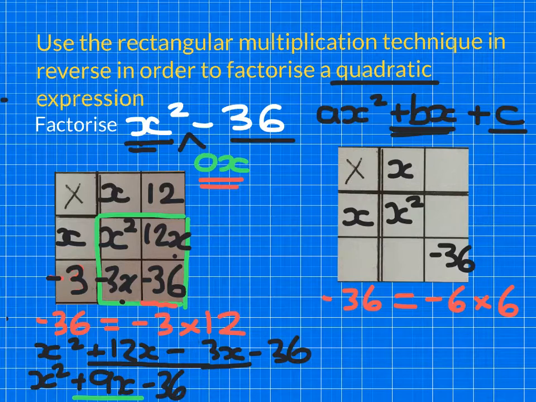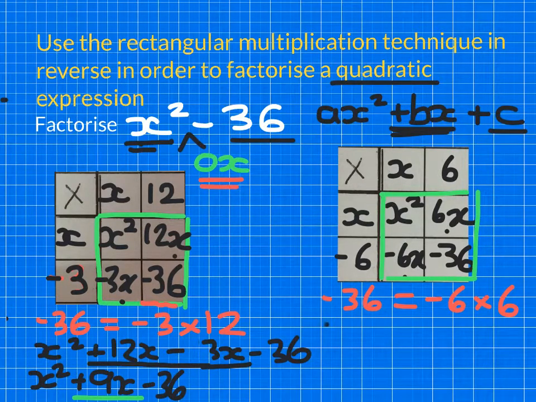Let's try it out and check. We have negative 6 here and a 6 here. Filling in the gaps in the rectangle, 6 times x is 6x. Negative 6 times x is negative 6x. And let's write down the total contents of that rectangle. These all need to be added together to make that total expression.